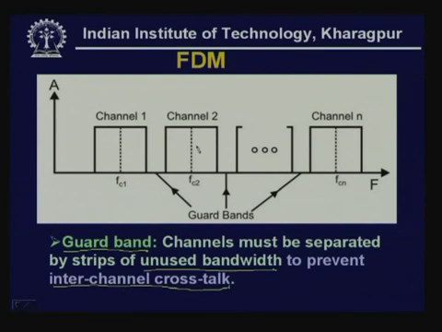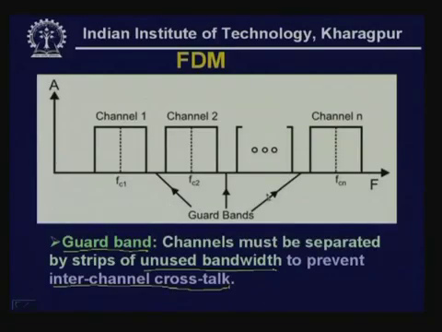So, if you place them side by side without any separation, there will be some overlap which will lead to crosstalk. We have to avoid crosstalk, so these guard bands are used, and obviously it is an extra overhead. Apart from the sum total of the bandwidths, some additional bandwidth is wasted for these guard bands. This is an extra overhead that is used in frequency division multiplexing.